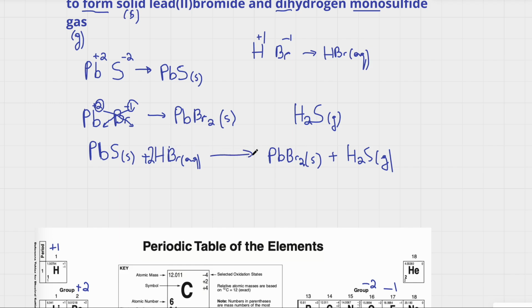Next, let's look at what else is not balanced. Here I have 1 sulfur, 1 sulfur. I have 2 hydrogens, 2 hydrogens. I have 2 bromines, 2 bromines. And I have 1 lead and 1 lead. My equation is balanced. So this is the equation for the question given.